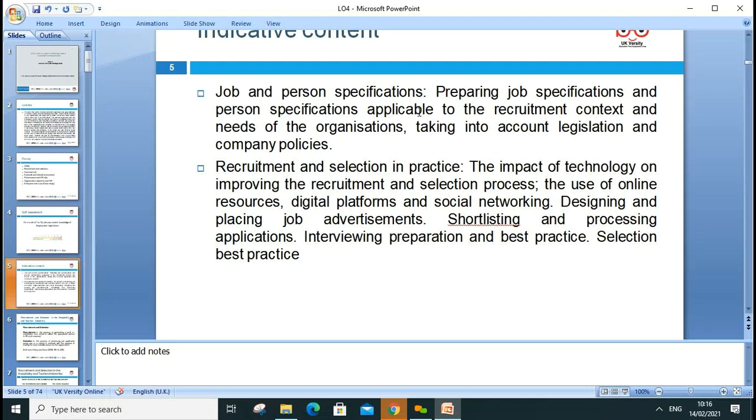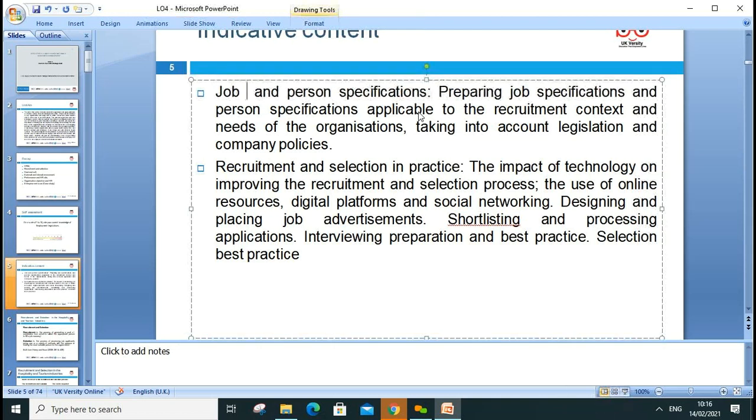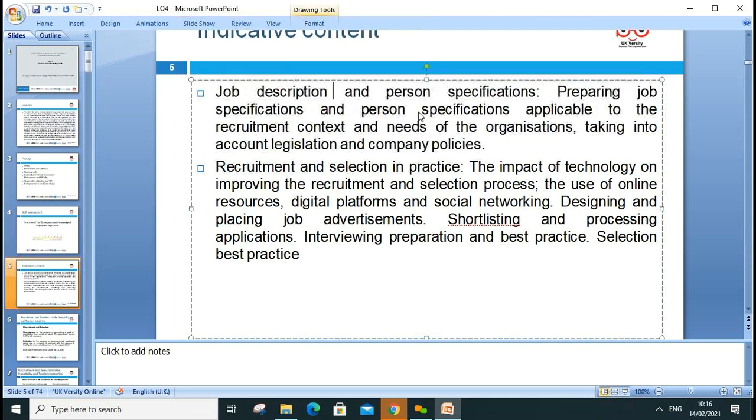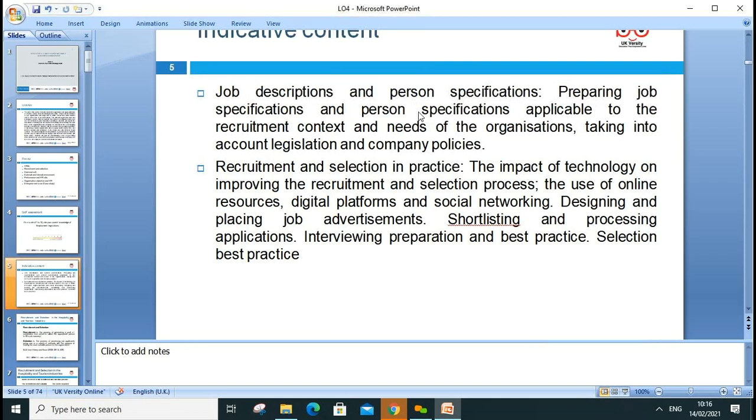Before starting our lesson, first we'll go through what the indicative contents are, what we're supposed to go through. Today we'll go through job descriptions and personal specification. A job description is what this job is about, what sort of qualities are required for the role. Job description and personal specification apply to the recruitment context and needs of the organization, taking into account the legislation we learned about last lesson, which we'll go through in a bit as a recap.